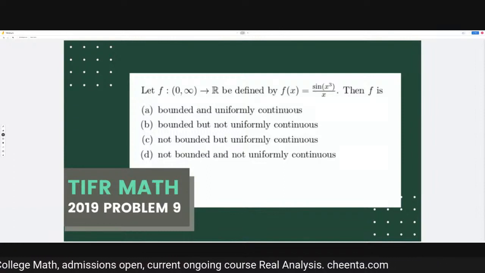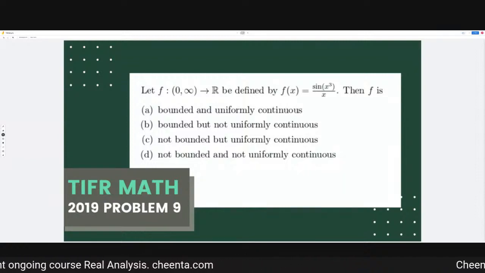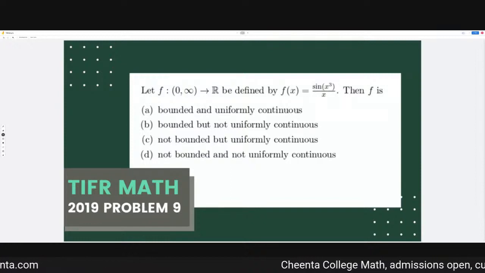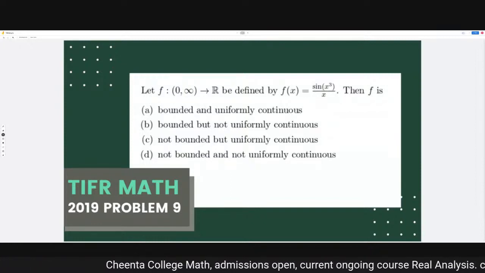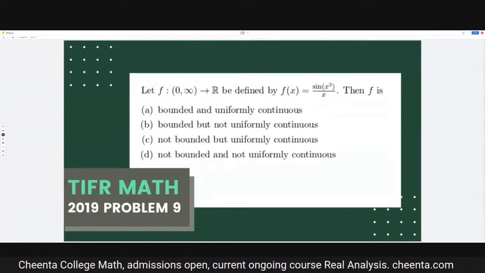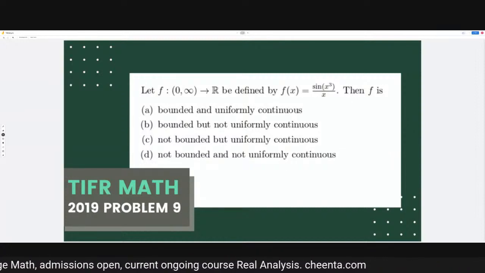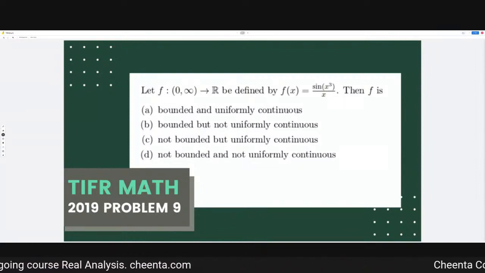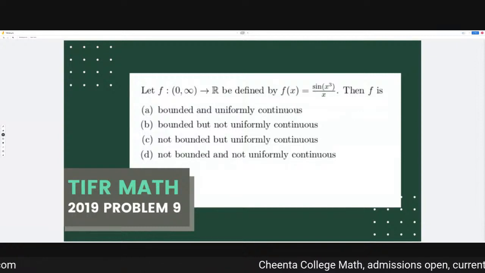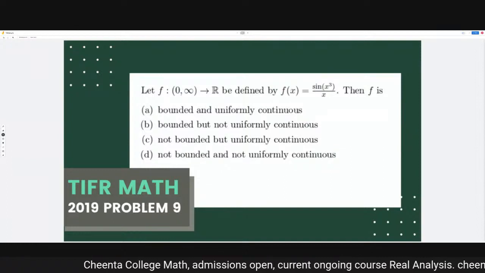The first thing that you need to visualize here, even before going into the solution, is where the boundedness should be a problem. Because sine is anywhere bounded, right? So the boundedness problem comes when you get pretty close to 0. I'm not saying that the boundedness problem readily comes at 0. That's not what I'm saying.